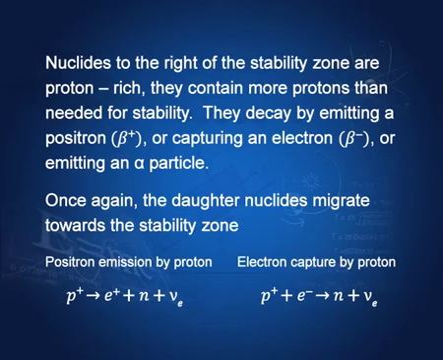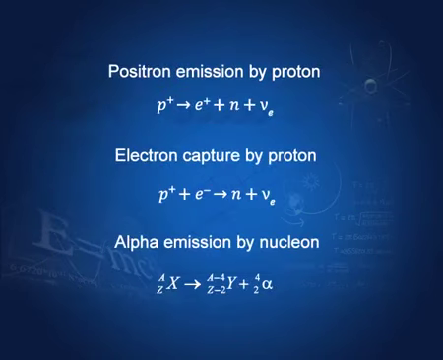Here a proton captures an electron and becomes a neutron. So, the idea is that the proton must become a neutron by either emitting a positron or capturing an electron. So, here p plus e is equal to n, here p equals n plus positron plus neutrino.